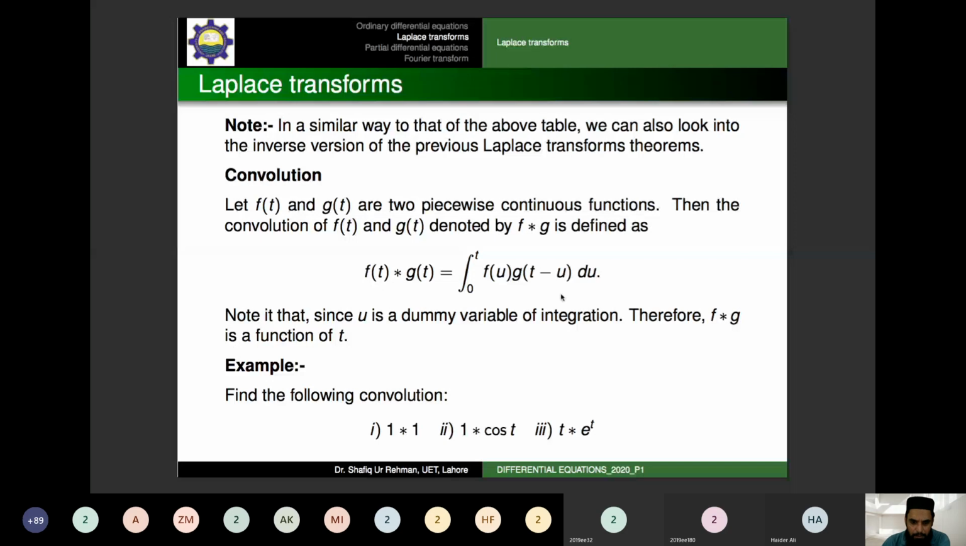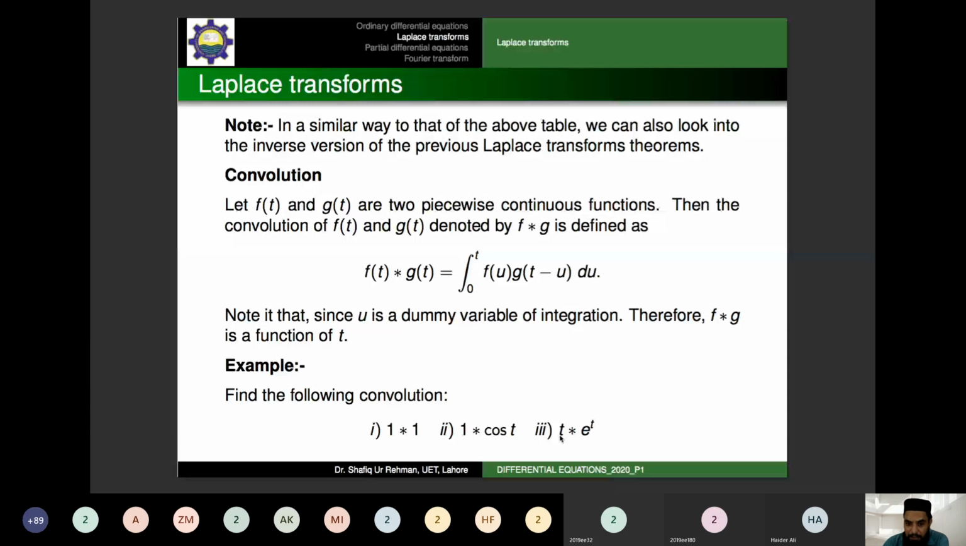Find the following convolution: 1 times 1, 1 times cosine of t, t times e raised to power t. So the formula is there. f of t, for example, is 1. So t is going to be replaced by u, so u will be having f of u. If it is a constant, it is going to be unchanged, of course. But if it is a variable, it should be changed. Like in this example, f of t is t, so inside the integral, f of u would be u.